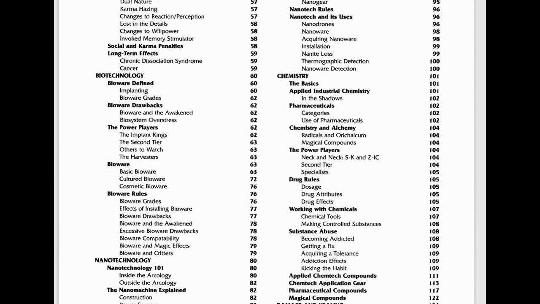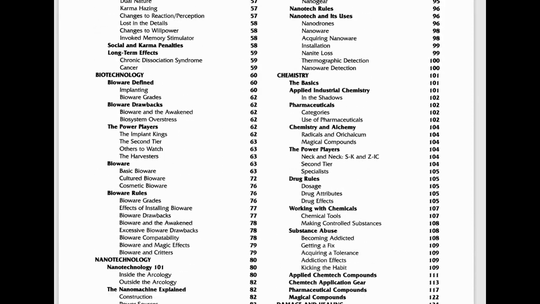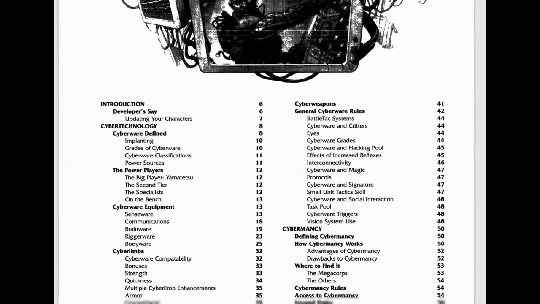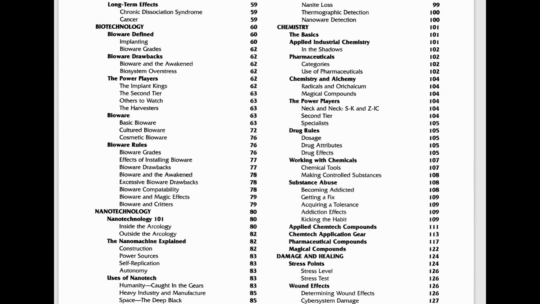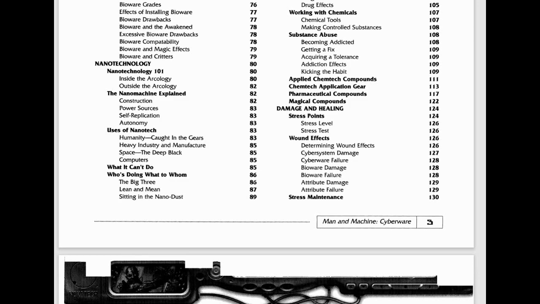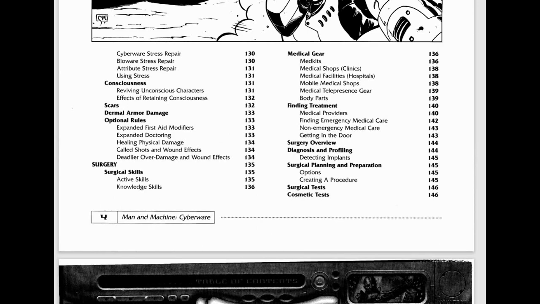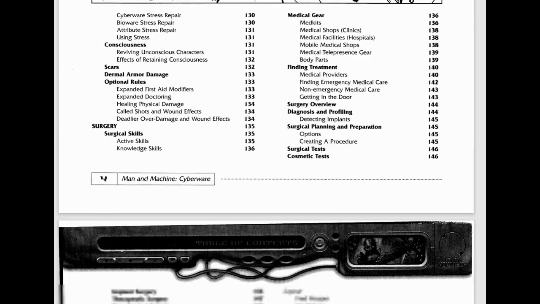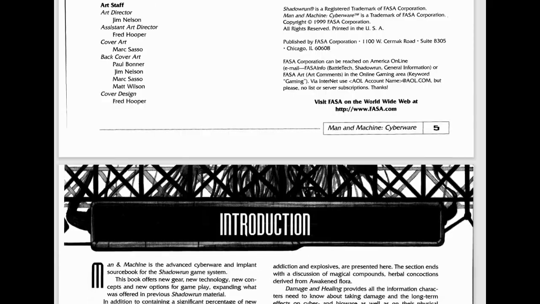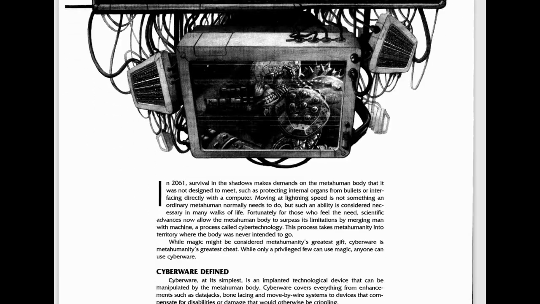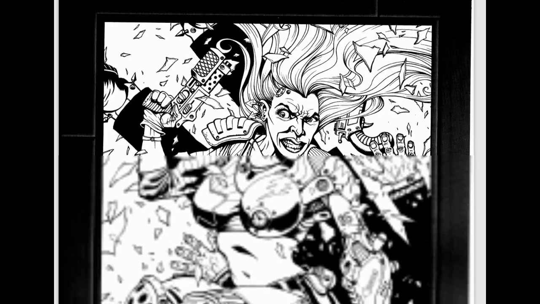And then we've also got a chapter on biotechnology and bioware, nanotechnology and nanoware. And again, just like the cybernetics section, both of these chapters have background information first and then equipment and rules second. And then we have chemistry, different drugs and compounds and that sort of thing and their rules, additional rules for damage and healing, and also additional rules on surgery, recovery, scarring, and all of that stuff. This book is chock full of different rules and just information in general.